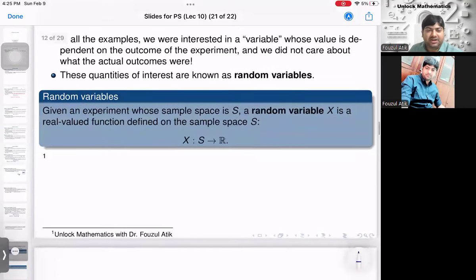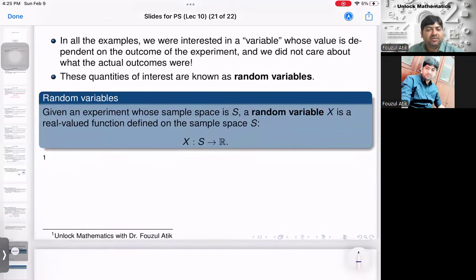Now let us have the proper mathematical definition. Given an experiment whose sample space is S, a random variable X is a real valued function defined on the sample space S, and it is from S to R, the real numbers. Now see, in the first experiment, rolling 2 dice, we said X equal to 7, right? X was the sum of the 2 dice. So X is equal to 7.